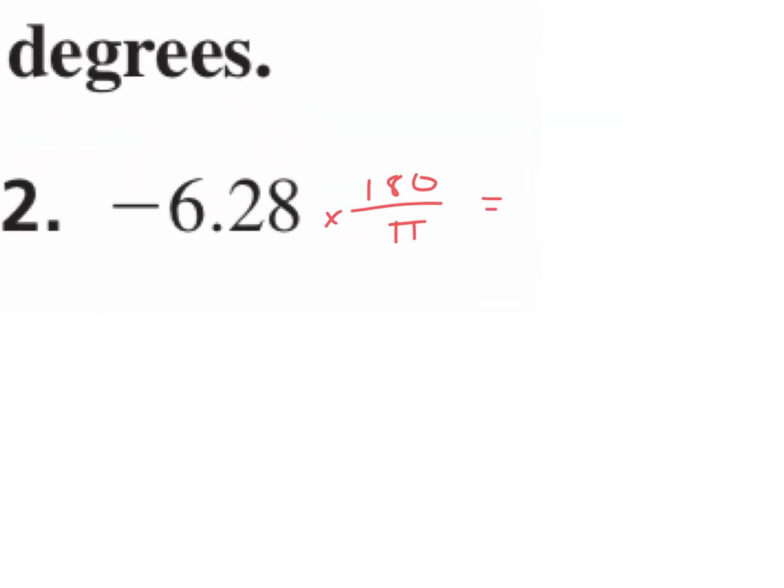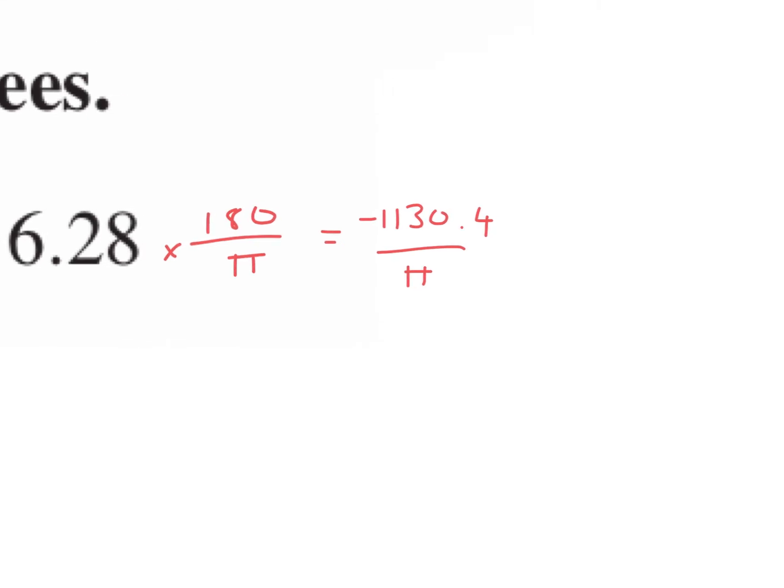So we would want to do negative 6.28 times 180, which gives us negative 1130.4. And then we want to divide that by pi. So that would give us negative 359.8. Is our answer in degrees or radians? Degrees. So we have to put that little degree symbol.